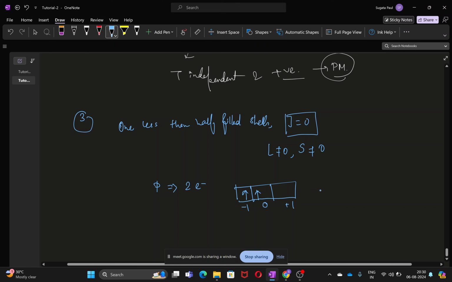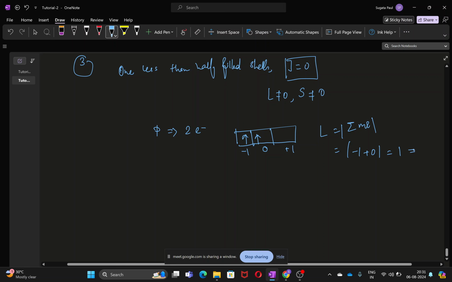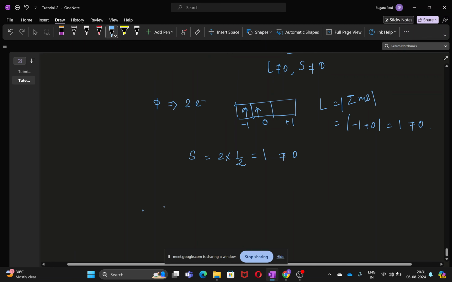So if you have to calculate what the L is for this case, L is basically the sum over ml mod. So this is minus 1 plus 0, which is basically 1. So L is 1 and that is not equal to 0. Similarly, what is the total spin angular momentum? Basically 2 separate electrons, both of up spin. That means it is 2 times half, which is again 1, which is again not equal to 0. So L and S are individually not equal to 0.